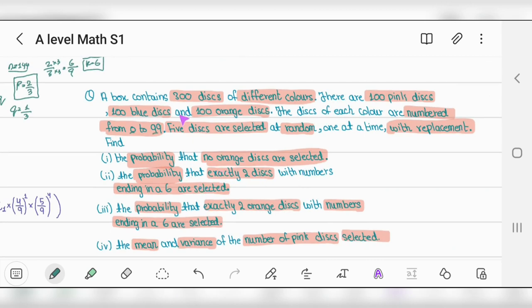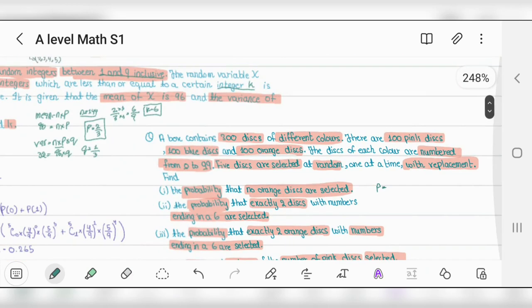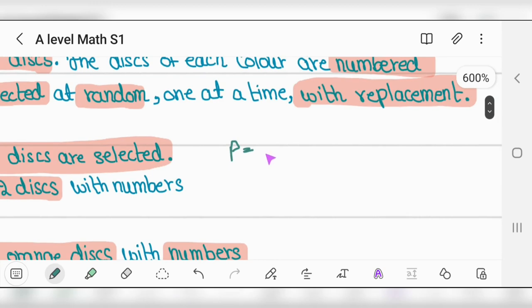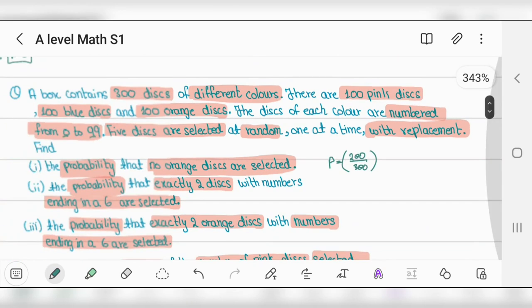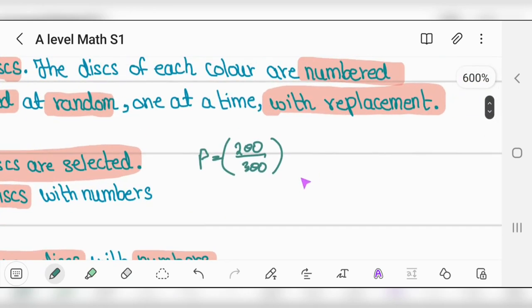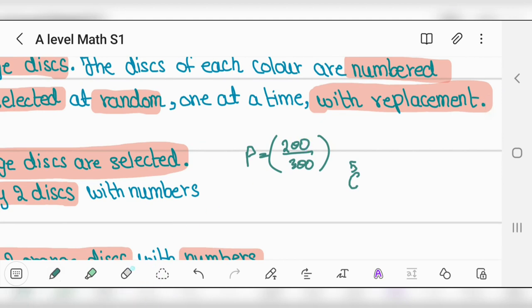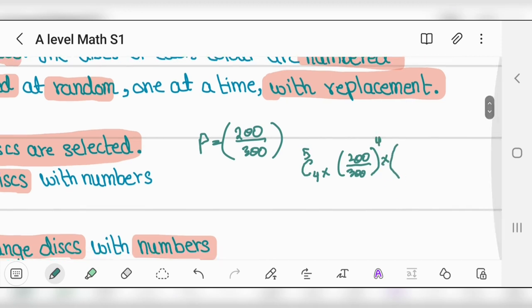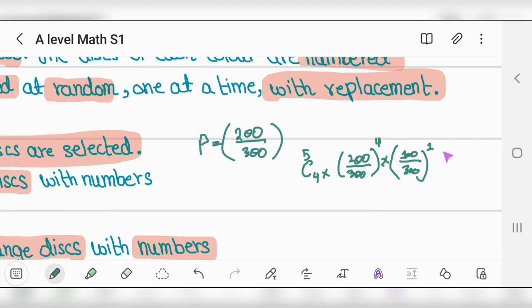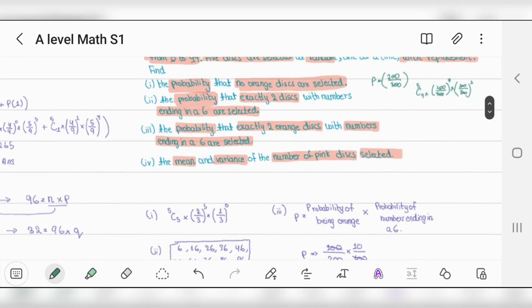So no orange discs are selected, and there are 300 total discs with 100 each of these different colors. Since no orange discs are selected, the probability of success would be 200 upon 300. This would be the probability of success. Okay, and 5 discs are selected. So it's going to be 5C. Okay, no orange discs are selected. If no orange discs are selected, we can just write it down like this: 5C5 multiplied by 200 upon 300 to the power 4 multiplied by 100 upon 300. Okay, so I think this is the answer for part 1. And yes, that's how we did it.